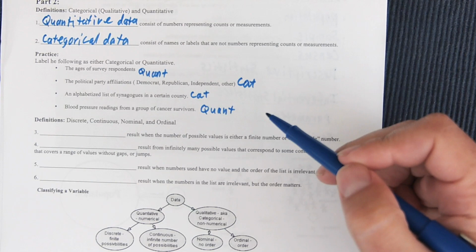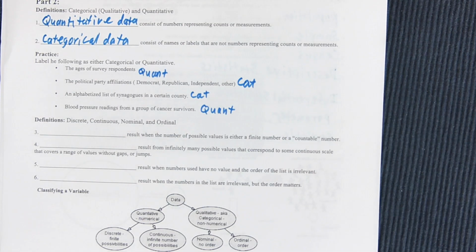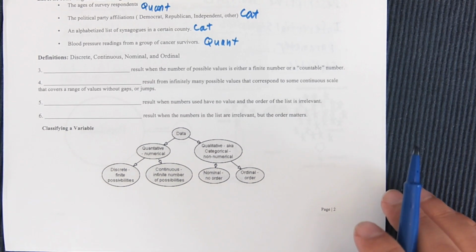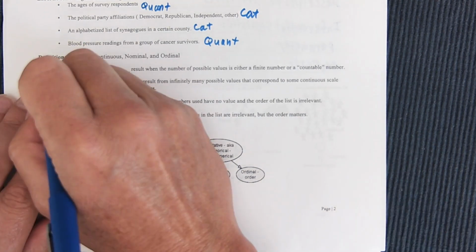Categorical sometimes is referred to as qualitative as well. You'll see that word, meaning we're talking about the quality of something versus the quantity of something. All right, a few more definitions. Discrete data.